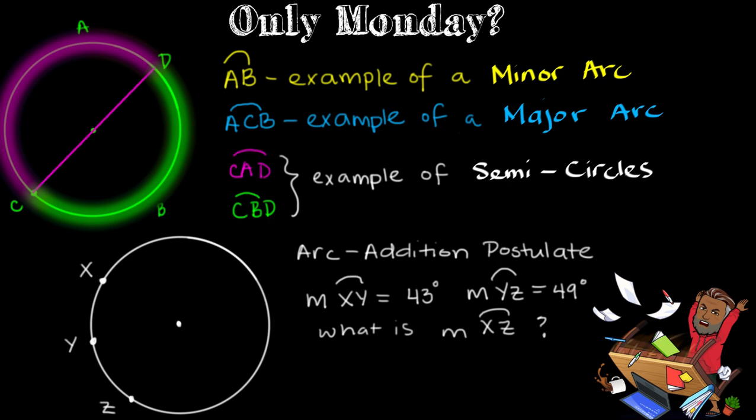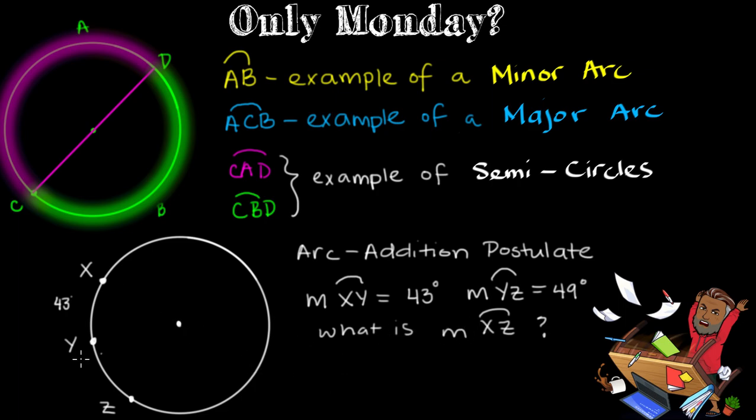What this postulate essentially says is that if you have two arcs, XY and YZ, that are adjacent to each other, that means next to each other, then you can add them up for the total sum of those arcs. So here's our example. Suppose we have right here, arc XY is 43. So if I wanted to, I could write a 43 right here.